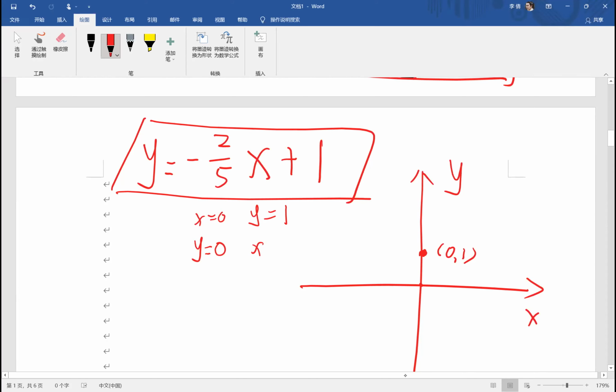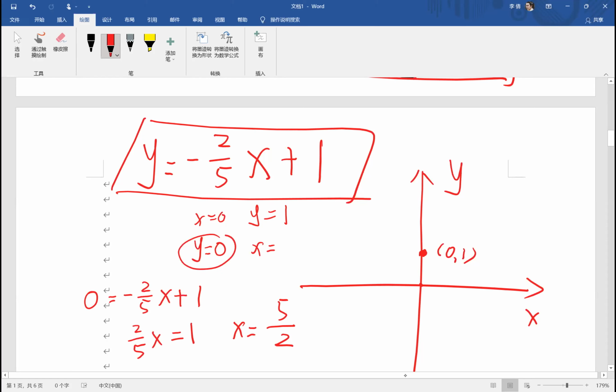-1. x is equal to what? Let's see, if y is 0, then 0 = -2/5x + 1, and then we can get 2/5x is equal to 1, right? And then we can get x is equal to 5/2, right? So when y is equal to 0 in this equation, we can get x is equal to 5/2, right? Got it?